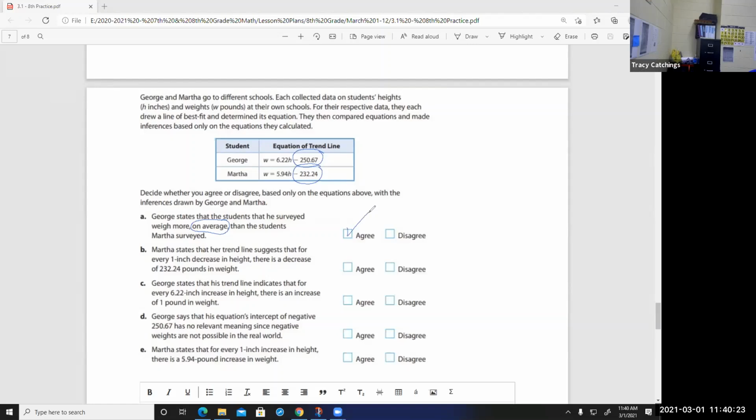All right, B says, Martha states that her trend line suggests that for every 1 inch decrease in height, there is a decrease of 232.24 pounds. Every time it increases, do we decrease 232.24 pounds? They're saying you're going to multiply her inches by 5.94, and then we're going to take away 232.24.